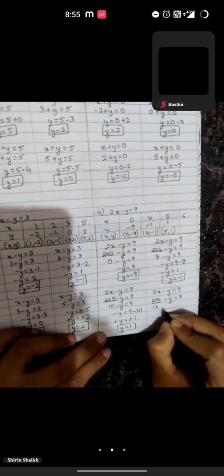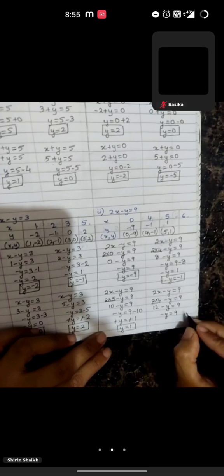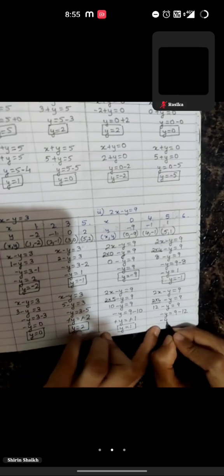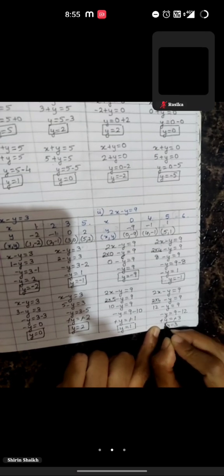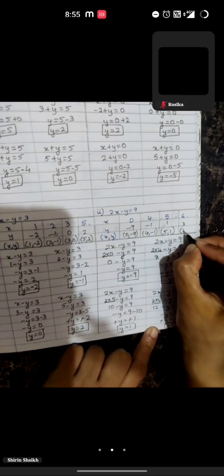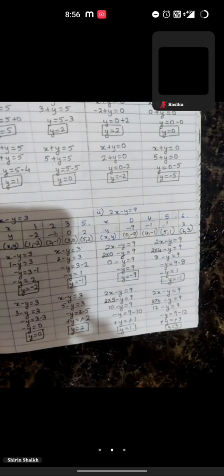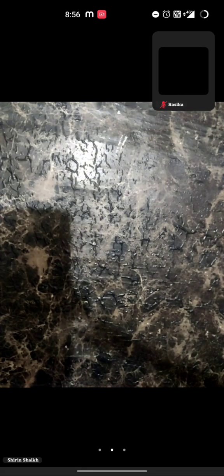2 6s are 12. 12 इधर जाके हो जाएगा minus 12. So this will be minus 3. Minus minus cancel हो जाएगा. x बनेगा, sorry, y बनेगा 3. So 6 comma 3. Now taking these tables into consideration, we have to draw the graph.